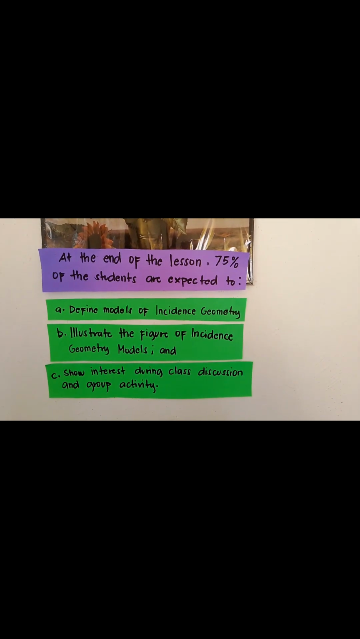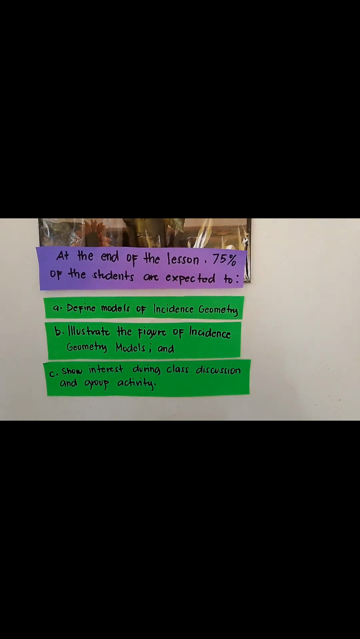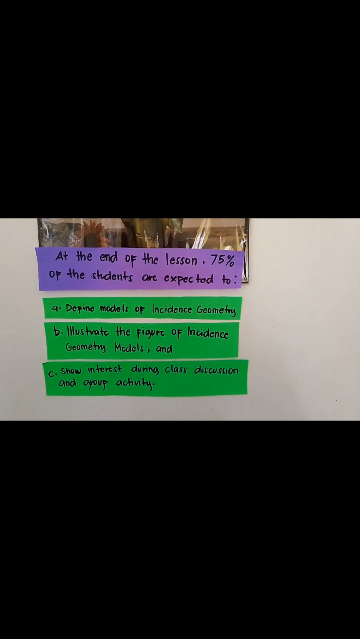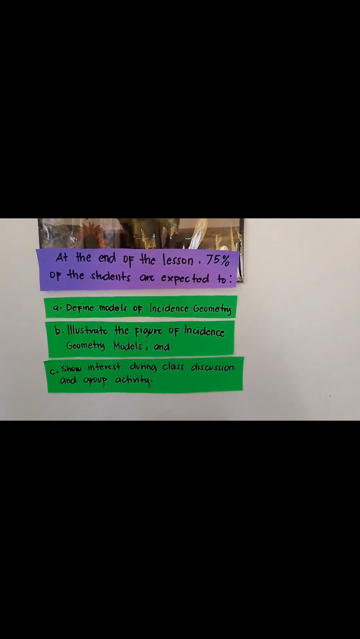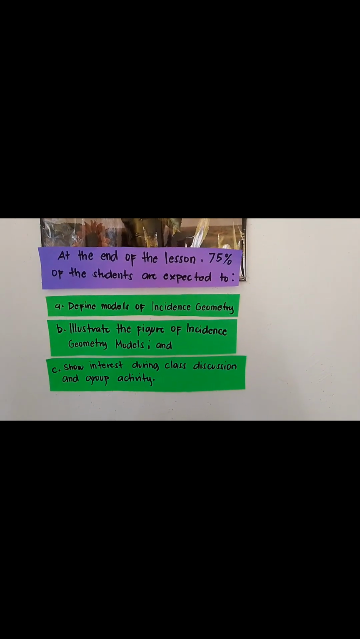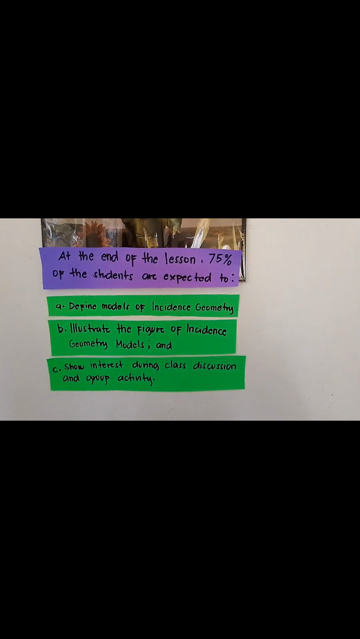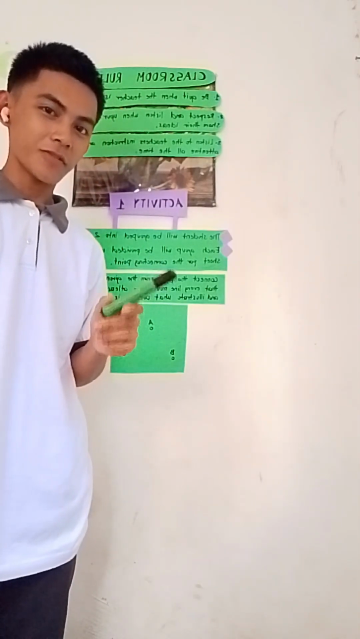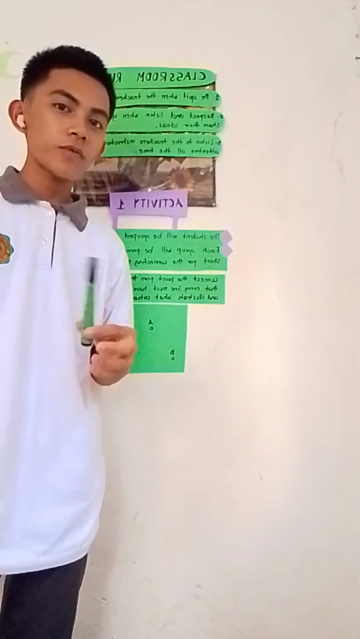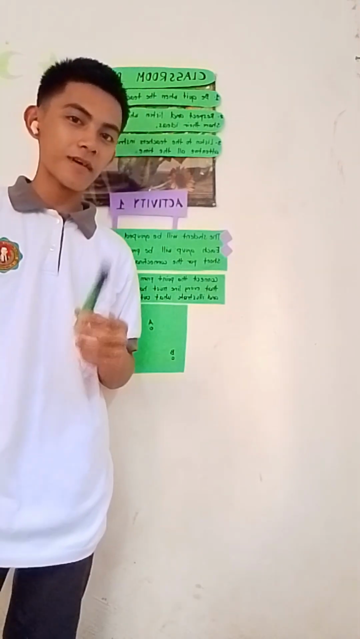At the end of the lesson, 75% of the students are expected to: A, define models of incidence geometry; B, illustrate the figure of incidence geometry models; and last, show interest during class discussion and group activity. So those are our objectives. Before we proceed to our discussion, let us have an activity.